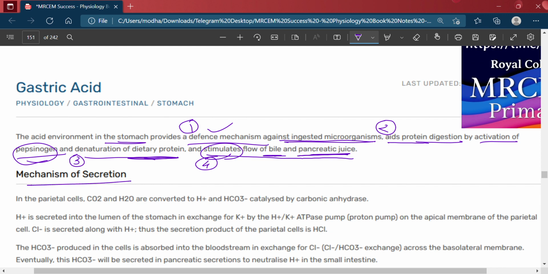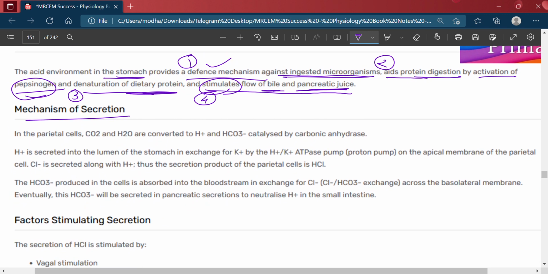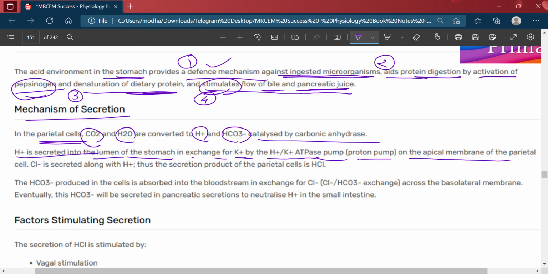Then mechanism of secretion. In the parietal cells, CO2 and H2O are converted into H plus and HCO3 minus, catalyzed by the carbonic anhydrase. The H plus is secreted into the lumen of the stomach in exchange for potassium by the H plus K plus ATPase pump, the proton pump, on the apical membrane of the parietal cells. Chloride is secreted along with the hydrogen. Thus, the secretion product of the parietal cell is HCl.